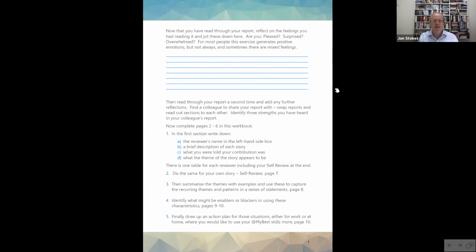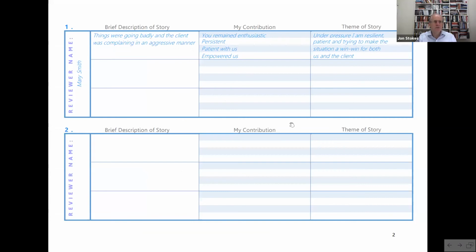It then invites the person to identify three strengths that they've heard in your colleagues' report, family members' report. I'm not going to take you through this in detail. As I say, if you're interested, I'm very happy to run a session for people who are interested in training on this. But the kind of things you're asking the person to do, taking Mary Smith, the reviewer, is a brief description of a story.